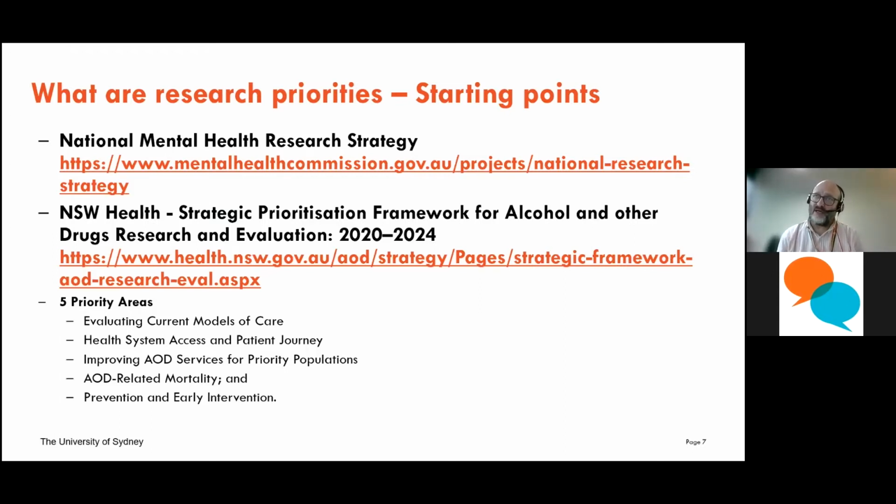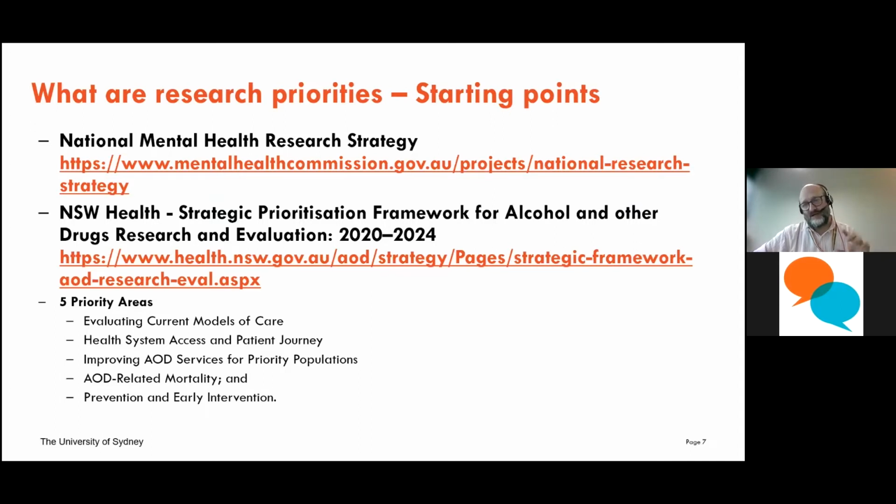You'll also see the New South Wales Health has a prioritisation framework for alcohol and other drug research that's 2020 to 2024, and that framework ties to some grant money that New South Wales Health has. And the 5 priorities in that document are about evaluating current models of care, getting access for people and the journey that people have through the system, improving services for priority populations, looking at mortality related to alcohol and other drugs, and prevention and early intervention.